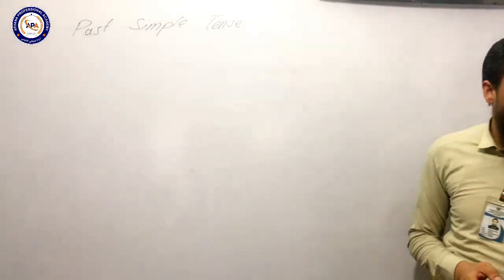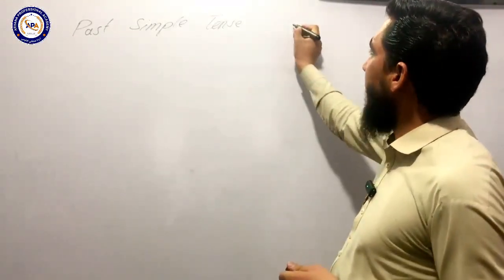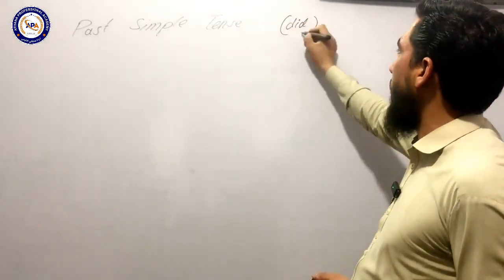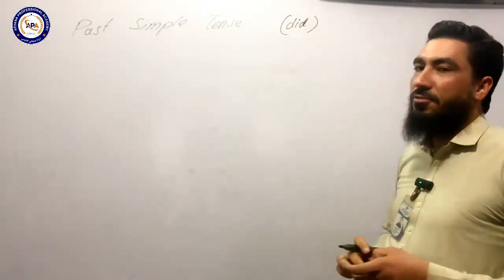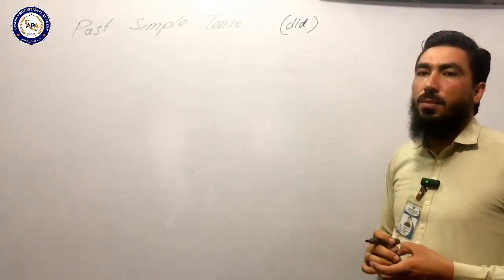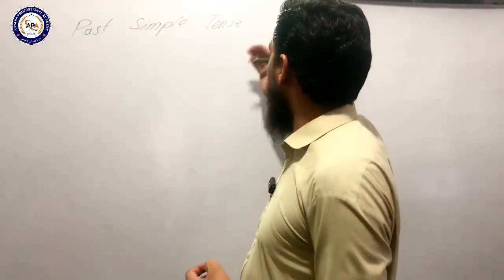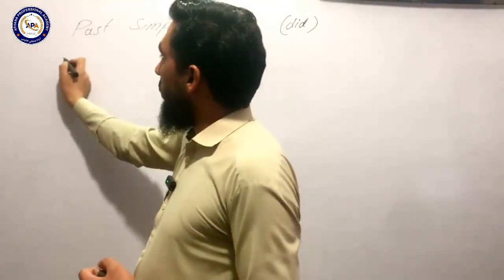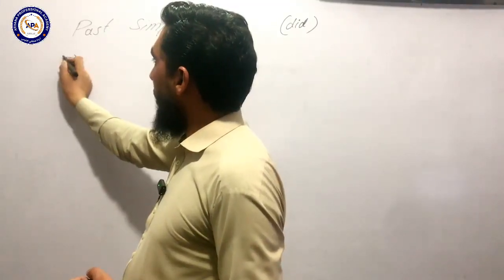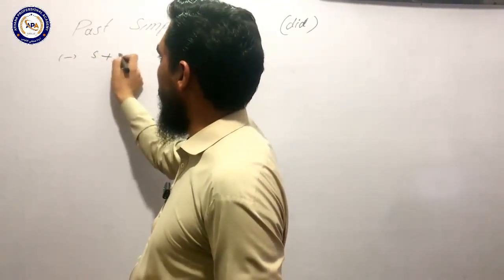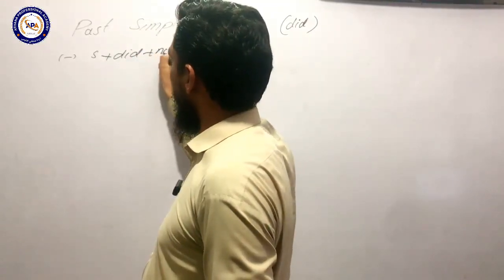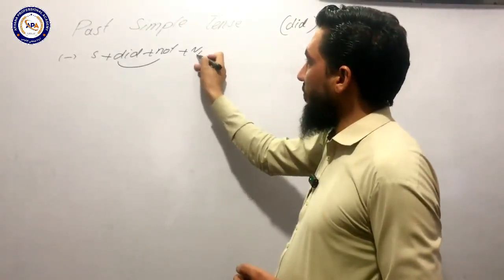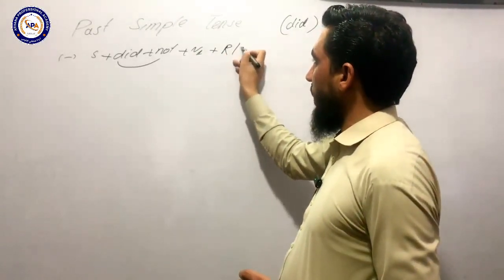Okay, so the auxiliary verb of past simple is did. It means we can change all the sentences into negative and interrogative with the help of did. So did is the second form of do, and it is used as both main verb and helping verb in simple past tense. The negative structure for past simple is subject, did, plus not, and you can also use the contracted form didn't, followed by the base form of the verb and then the rest of the sentence.